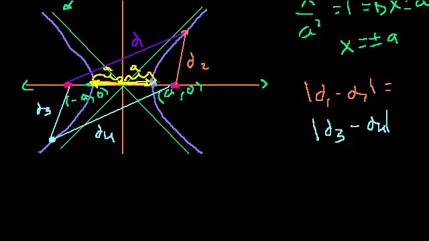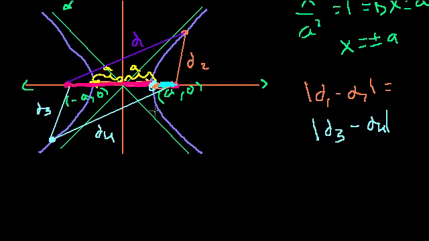So let's take this point right here on the hyperbola. And we're saying, what is the magenta distance? That's the distance to that foci, minus this, or let me pick another color, minus this light blue distance. This magenta distance minus this light blue distance.